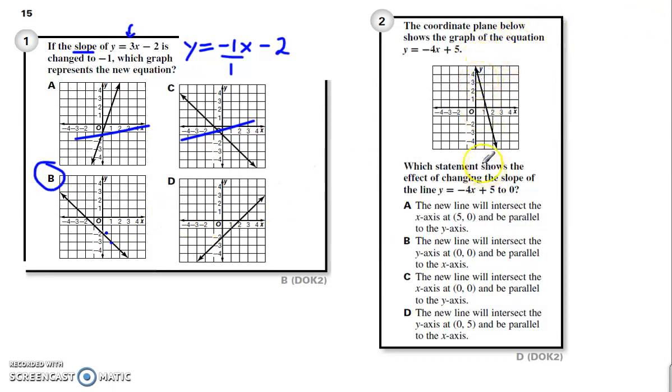All right, over here, we are changing the slope of this line to 0. Okay, remember the slope is the number in front of x. So it's going to be y equals 0x plus 5, which means the y-intercept is 5, the slope is 0. That means it doesn't go up or down, it just goes horizontally. We would rewrite that as y equals 5, which is a horizontal line. So I'd go to 5, and then a horizontal line at 5, and see which one of these statements. Now make sure you're reading the statements closely, that you're not getting them confused. The new line will intersect the y-axis. No, it won't, because it's horizontal. The new line will intersect the y-axis. Yes. At 0, 0. No. The new line will intersect the x-axis. No. It will intersect the y-axis at 0 and 5. Yes.